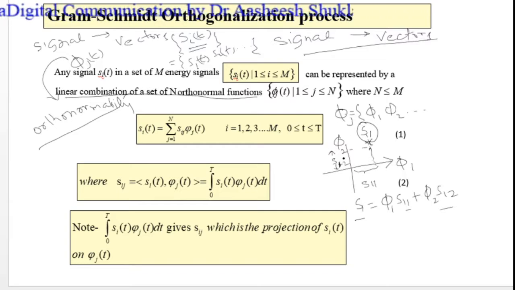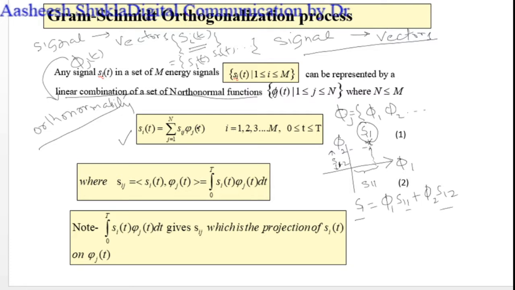So to get phi 1 and phi 2 from S1, this is the objective of the orthogonalization process, or orthonormalization process, with the help of the Gram-Schmidt process or algorithm. Here you can say that Si(t) can be written as a linear combination of phi j(t), so phi 1(t), phi 2(t), up to phi j(t).